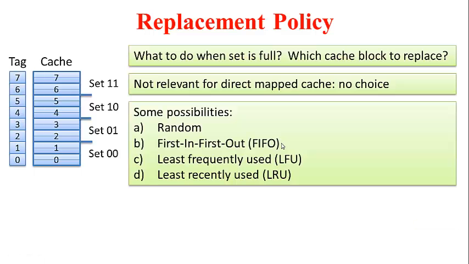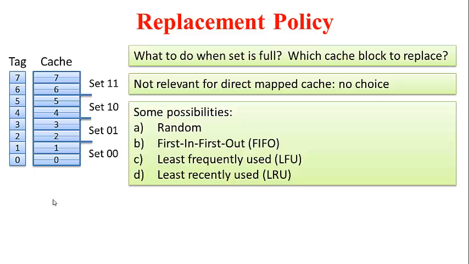The next two possibilities are based on the usage of the blocks. So for example, in this particular example, let us say within set 00, block 0 is less frequently used than block number 1. If this has been the case so far, we expect that the program will continue this behavior. So we may choose to evict block number 0 because it is less frequently used compared to block number 1, or rather what is currently resident in block number 1.